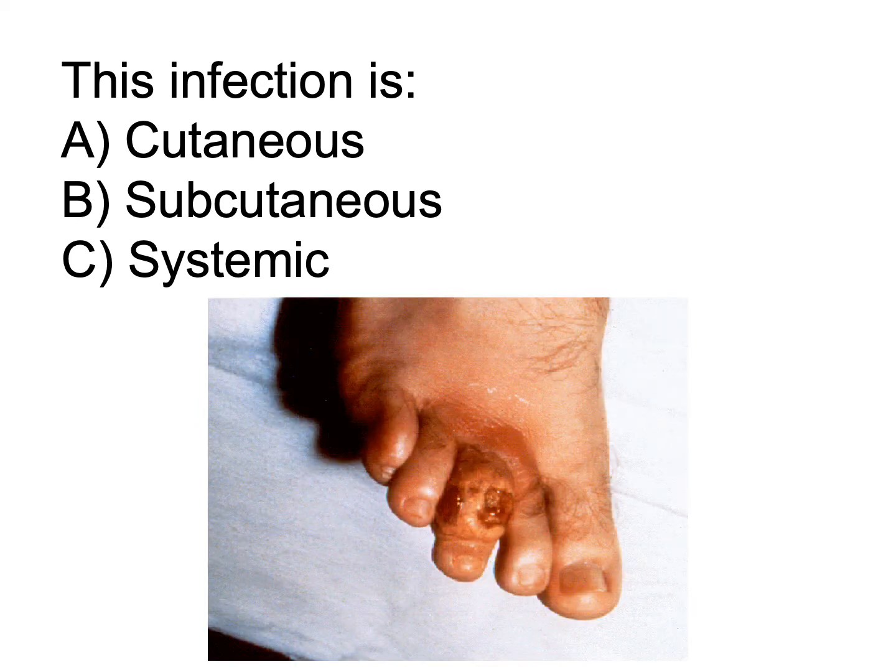This infection is A, cutaneous, B, subcutaneous, C, systemic. The answer is C, systemic. Again, this looks like it's gone past the epidermis, through the dermis, it's deeper, it's probably reached the bloodstream because you can see that it's kind of scabby looking. That means that it bled at one point. You can see that the infection is kind of spreading up the toes. It's red. It looks very inflamed.